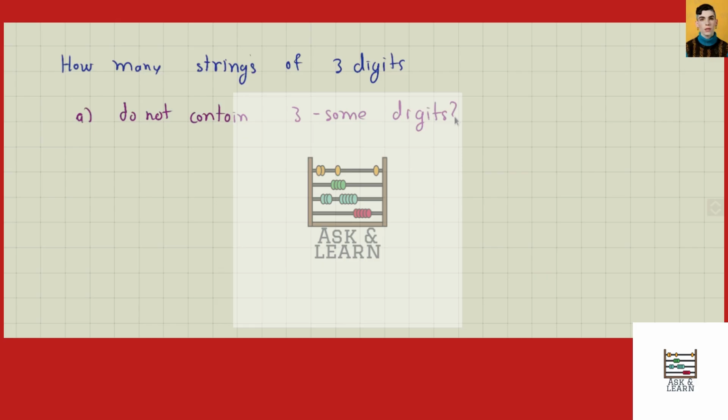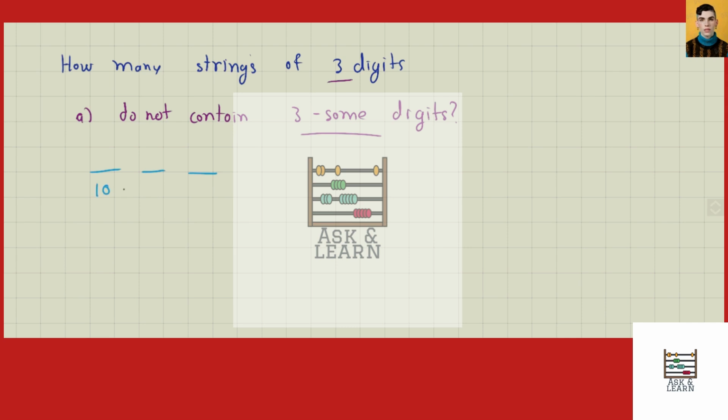Okay, so for this exercise, we need to count how many digits. We have a string of 3 digits, okay? And we need to count how many of those strings contain 3 of the same digits. Not contain, do not contain the 3 same digits. So the idea here is that we have strings of 3 digits.